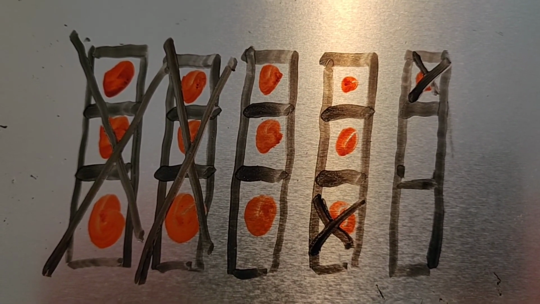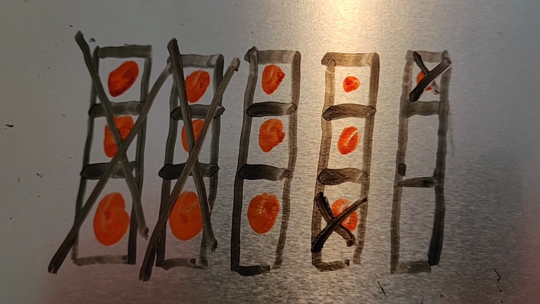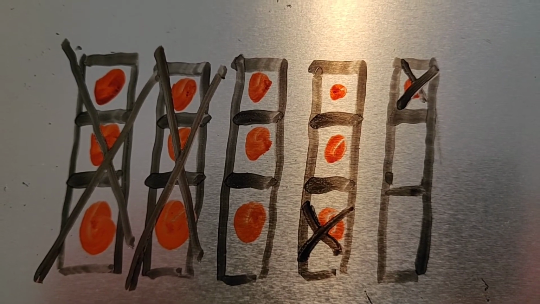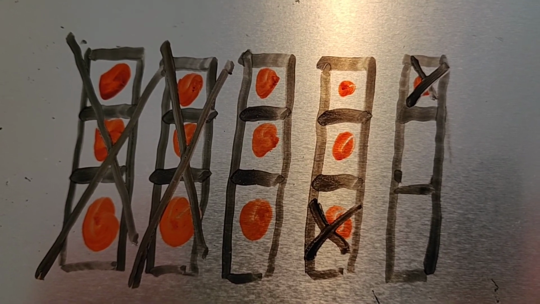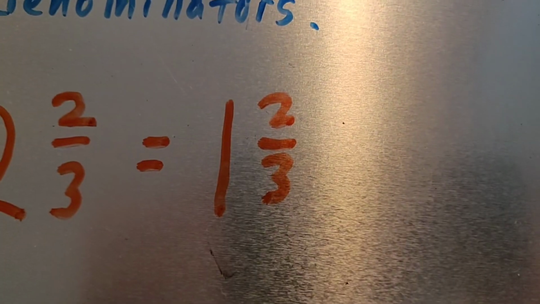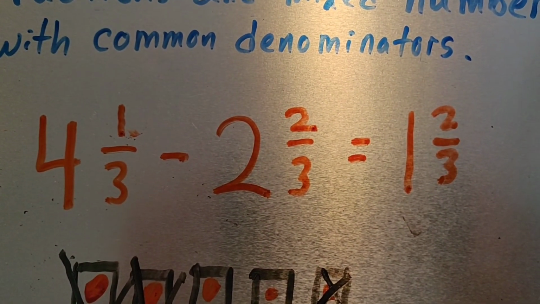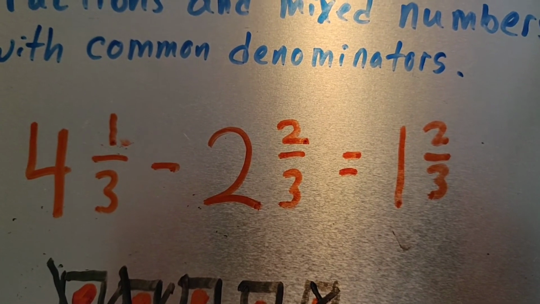So we have 1 whole left, and then in that other model next to it to the right, how much do we have left? 2/3. So we have 1 plus 2/3 left, or in other words, 1 and 2/3, which is written this way. 1 and 2/3. So 4 and 1/3 minus 2 and 2/3 is 1 and 2/3.